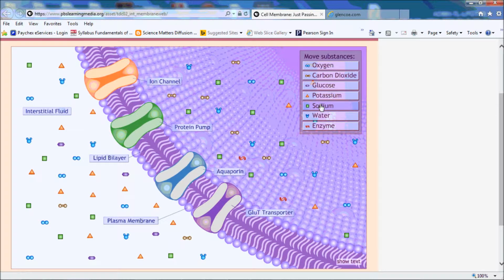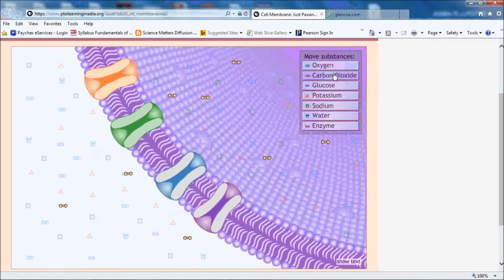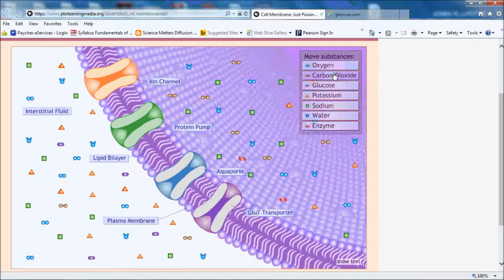Now, what you should notice with everything, even if it starts on the outside or if it starts on the inside, it still has to cross the cell's membrane to go either in or out. So the cell membrane is what separates the cell from its environment. So oxygen, again, has to cross the cell membrane to get in. Carbon dioxide has to cross the cell membrane to get out. So just a little quick review.